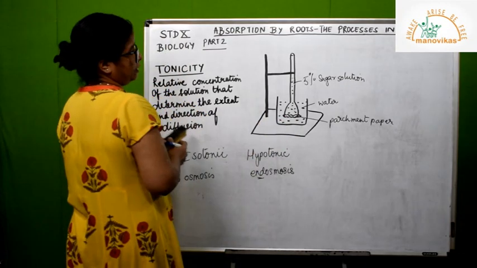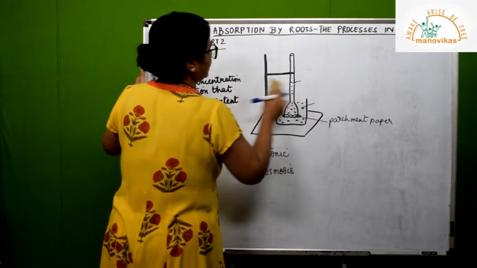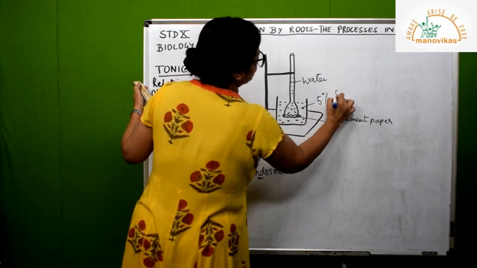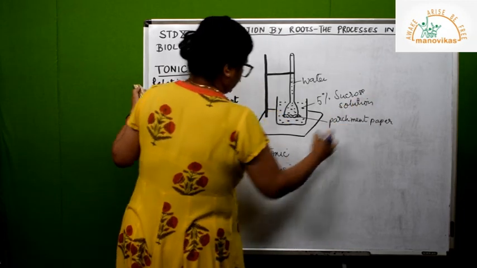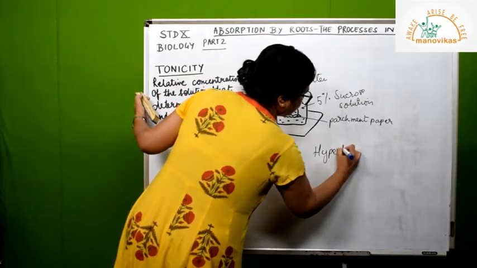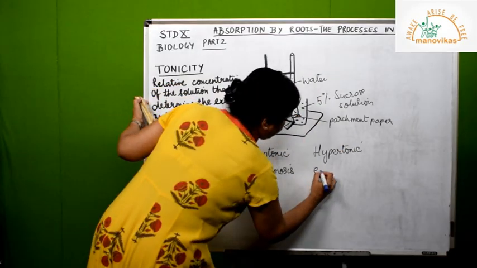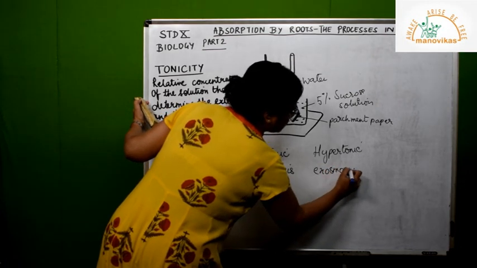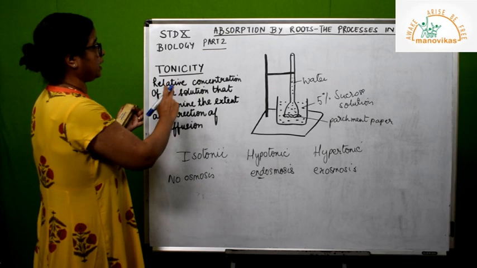Then we have another condition where we'll reverse this. We'll use water inside, and 5% sucrose solution on the outside. What would that condition be called? Hypertonic. What is happening here? The water will move out. Hence there will be exosmosis. Exo means outside. Exosmosis is happening. So understand that this is called tonicity, relative concentrations.